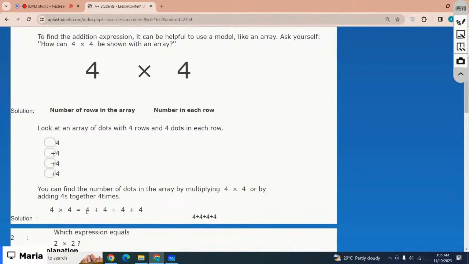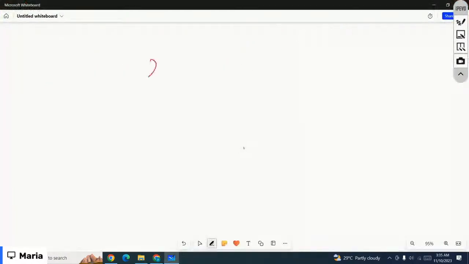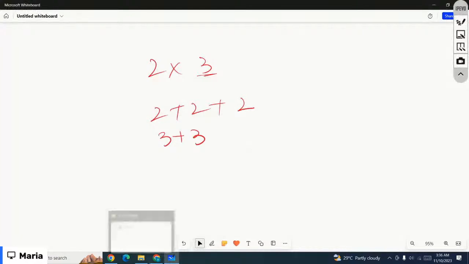For example, you have 2 times 3, right? So either you add 2 three times, or you add 3 two times. They both are exactly the same. Got it? So that's how multiplication is the same as repeated addition. You have to add the same number how many times? Either you add 3 two times, or you add 2 three times. Got it?